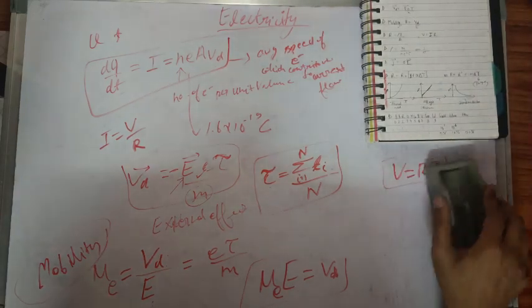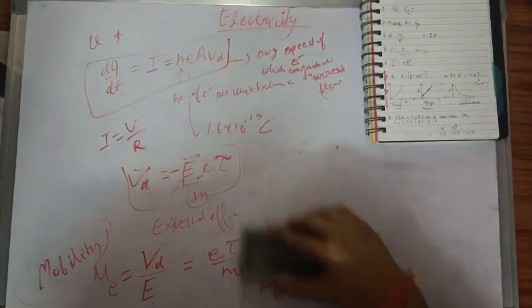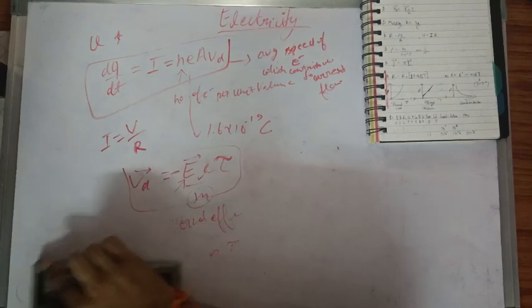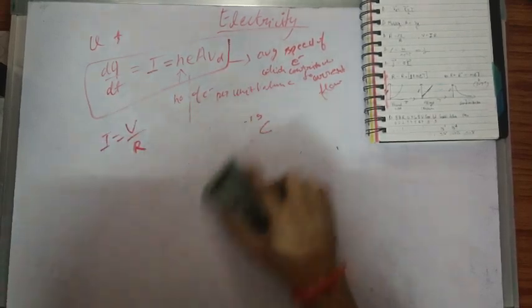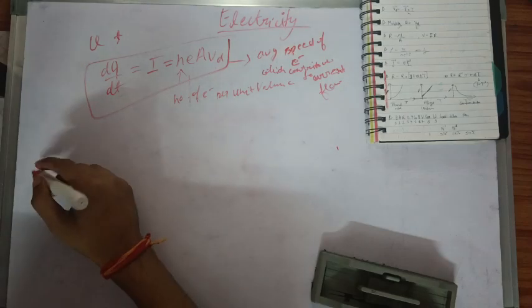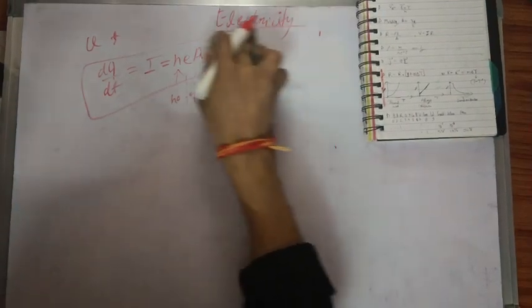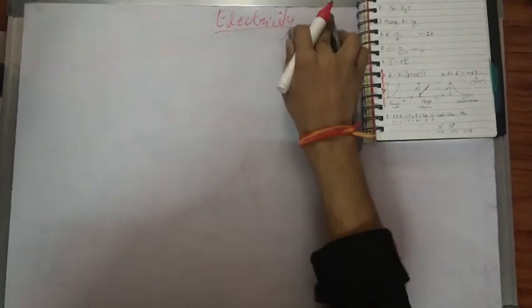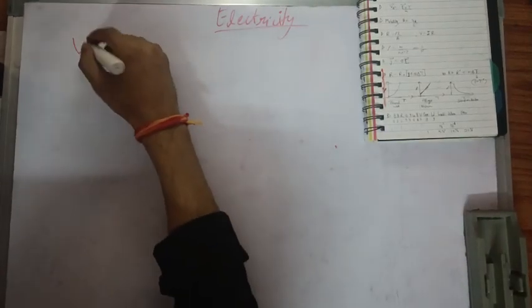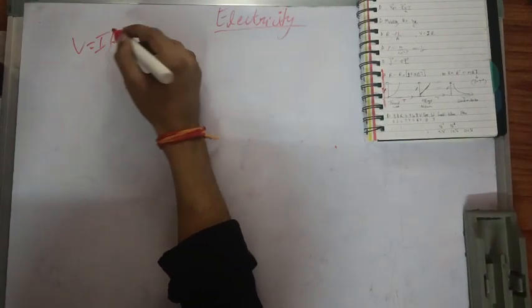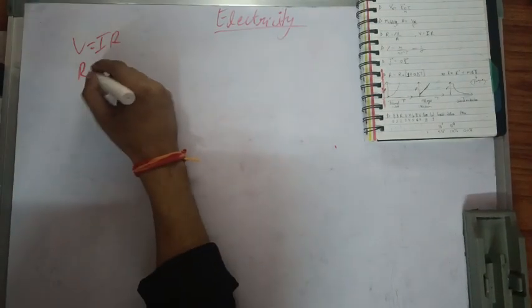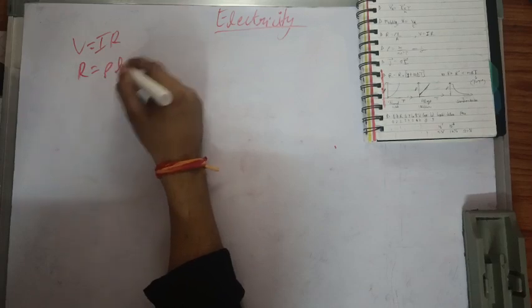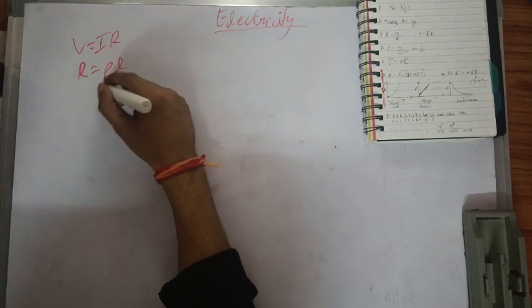Now the next thing, resistance, Ohm's law. In Ohm's law we have V is equal to IR. This is the basic thing we have studied in 10th class, and the resistance is given by rho L by A, where rho is the resistivity of the material.